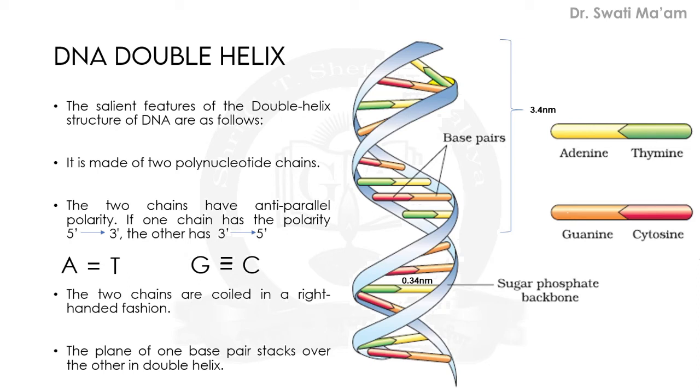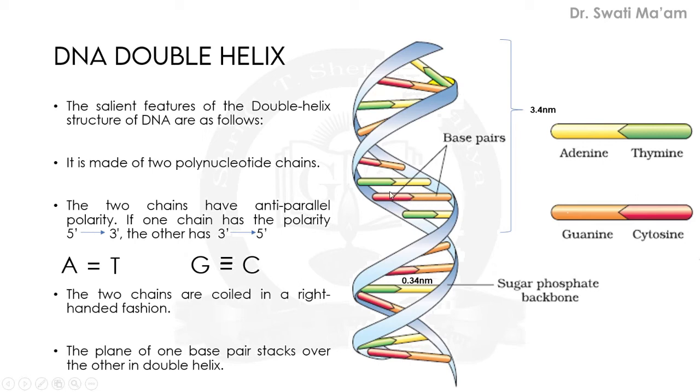Then the plane of one base pair stacks over the other in the double helix. You can see here that during the turning it is very much clear. So these are base pairs. This color is representing guanine with cytosine. So red color is cytosine and this is guanine. Similarly, this is showing thymine with adenine. So in this way, these are known as base pairs.